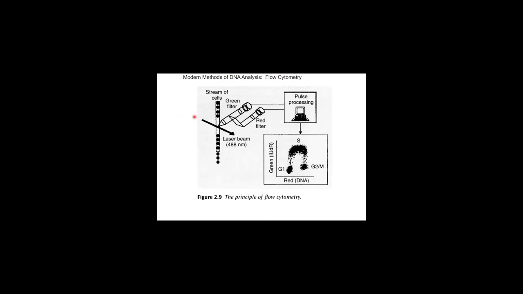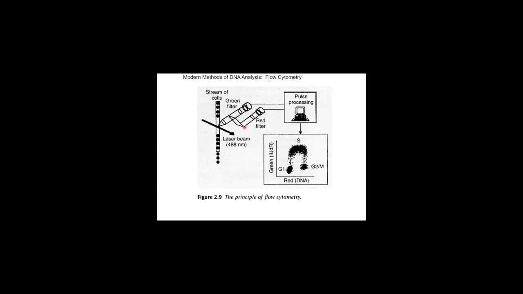But the most common application is this one I'm going to show you now, which is a dual label situation. What's done in these experiments most commonly is you add a dye called propidium iodide, which is a red dye. Propidium iodide labels all the DNA within the cell, regardless of whether it's synthesizing or not. Then you add bromodeoxyuridine and bind to it an antibody that is fluorescent green. So you're comparing red fluorescent color to green fluorescent color.